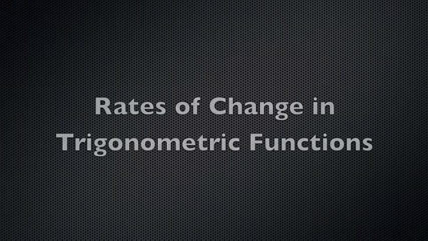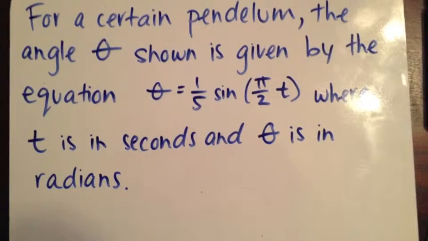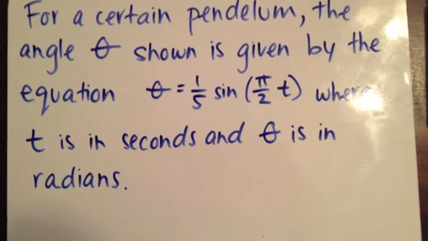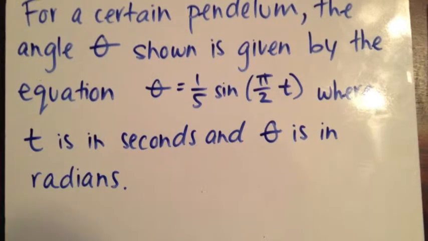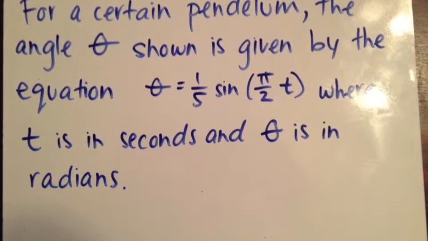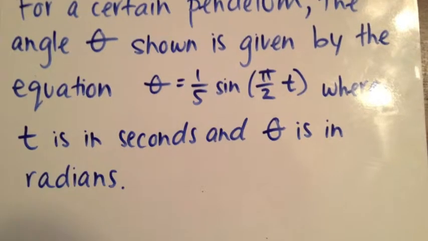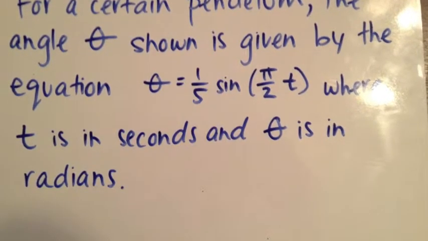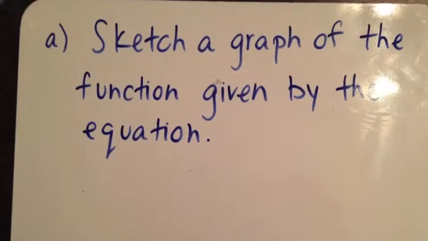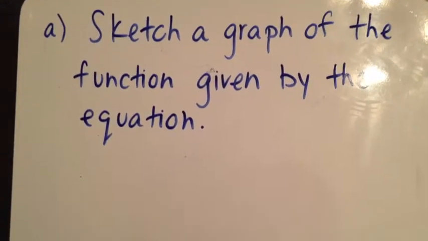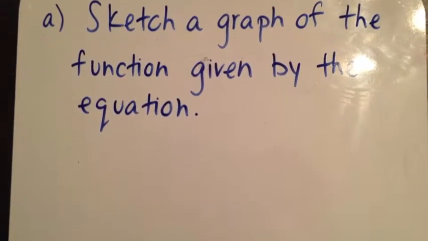I will be answering question number 13 on page 373. This question demonstrates rates of change in trig functions. The question states, for a certain pendulum, the angle theta shown is given by the equation theta equals 1/5 sine pi over 2t, where t is in seconds and theta is in radians. Part A states, sketch a graph of the function given by the equation.